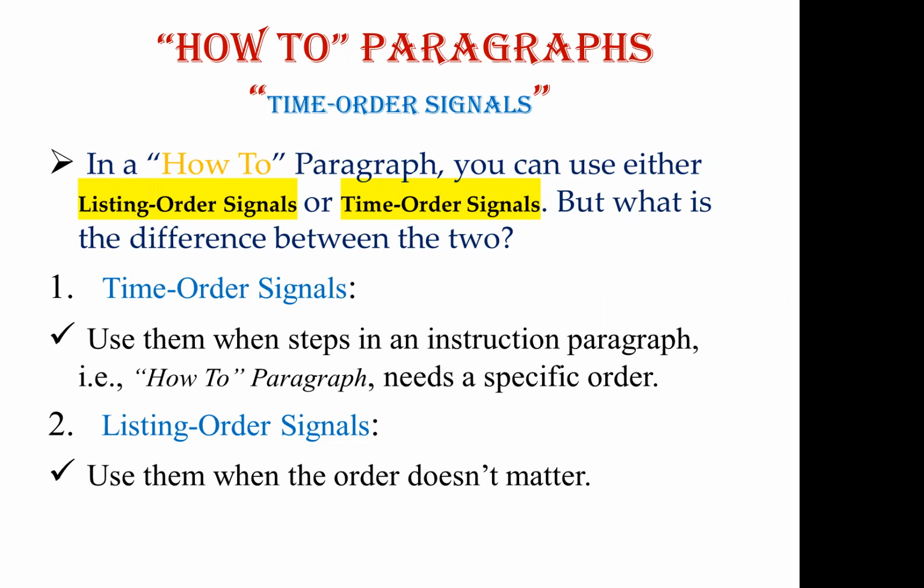So we don't use them with any simple paragraph. In any simple paragraph that explains and proves, we use listing order signals. But time order signals, we use them with instruction paragraphs, especially in how-to paragraphs, because they need a specific order. Listing order signals, use them when the order doesn't matter, okay? And actually, they don't differ a lot.